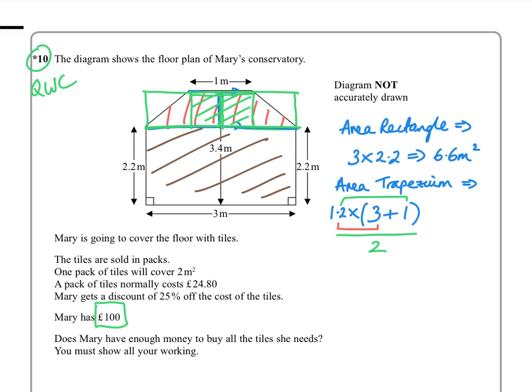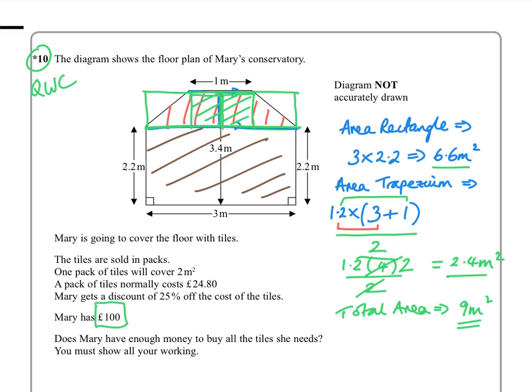So we've got 1.2 lots of 4 divided by 2. 2's into the 4 is 2, and so we've got 1.2 times the 2 is 2.4 metres squared. So the total area is going to be 2.4 and 6.6, which is 9 metres squared. And now we can look about how we're going to tile the floor, and are we going to have enough.